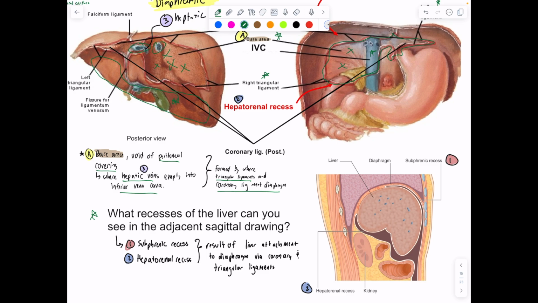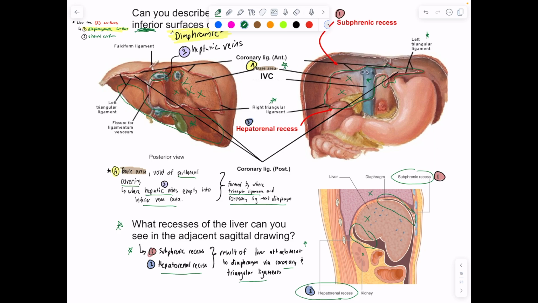Unfortunately not. It means two recesses such as the subphrenic recess and the hepatorenal recess, which is just a result of the liver attachment to the diaphragm via the coronary and triangular ligaments. So you can see the hepatorenal recesses right here. Why is it named that? Well, we have liver, the hepatum, and the kidney, the renal organ. And then you have the subphrenic recess right here. Why? This is the phrenic, aka diaphragm, or diaphragm is right here.